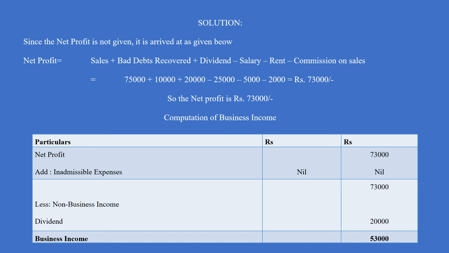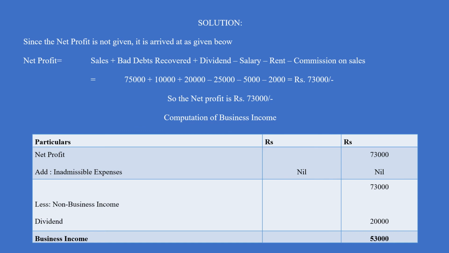Now, if there is any non-business income, you can minus that from net profit. Is there any non-business income? Yes. Dividend income is a non-business income. It's not because of your business. Because you have invested in somebody else's business, you're getting a dividend. You've invested in some shares of some other company. They're giving you a dividend.